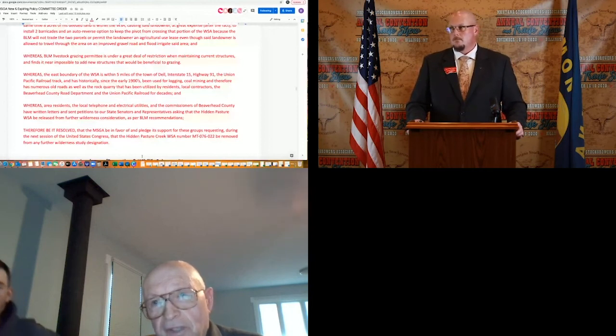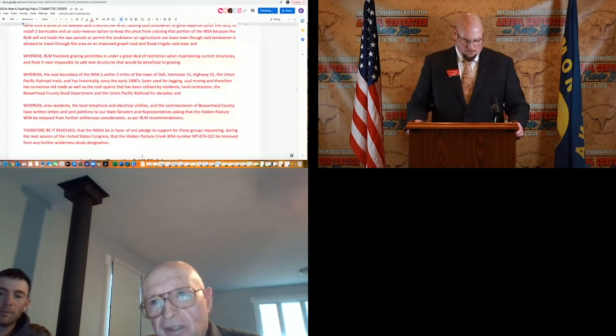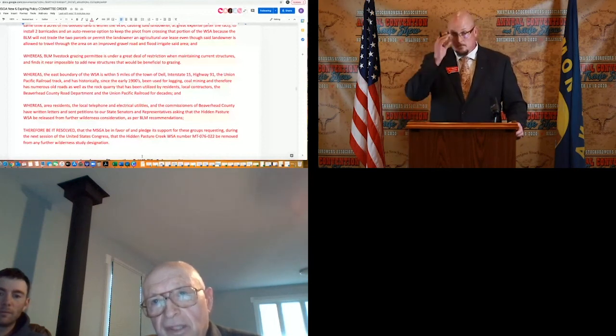There's parts of it that should be wilderness, but by the time you jigsaw puzzle those portions out, it doesn't meet the criteria as far as acreage. So the Beaverhead Conservation District, mainly with my impulse to start with, brought this resolution forth, and it's just time that something needs to be done. You either need to readjust the boundaries, or best case scenario is just release the whole thing from study area.